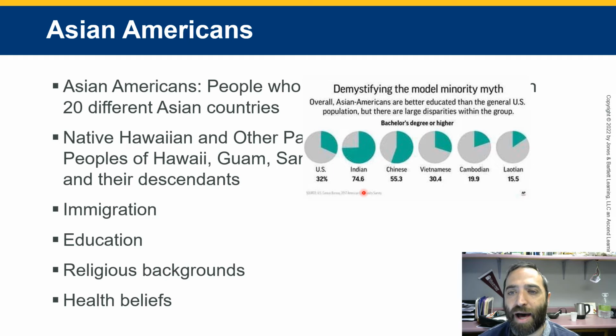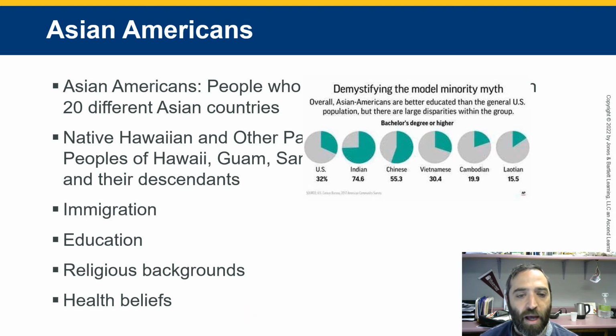And so the idea of a model minority is that Asians are just doing so well because they have higher education, they have higher incomes, they have lower crime, they live longer, and things like that. But it's not equal. There are some people groups that are doing a lot better, specifically the Chinese and the Indians, but other groups that are doing a lot poorer when it comes to at least education.